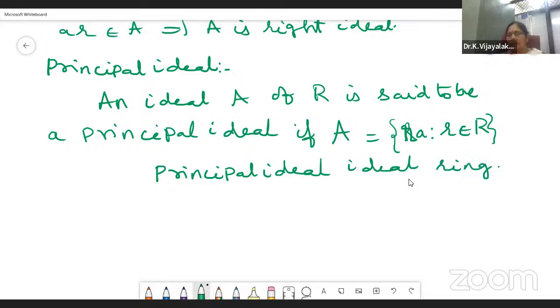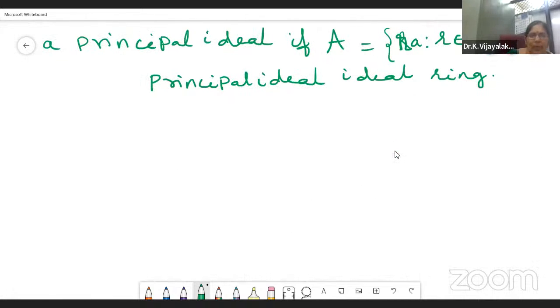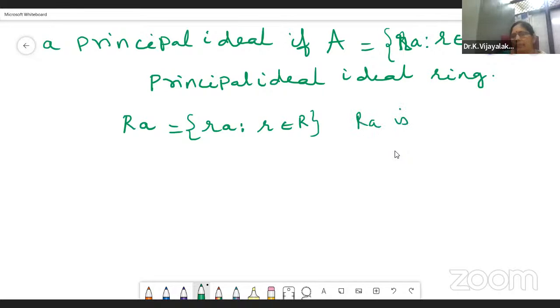It is a principal ideal ring. So what do you mean by that? Let me give one example for this. Consider the set Ra, where Ra is equal to the set of all ra such that r belongs to R. Then I prove that Ra is an ideal.